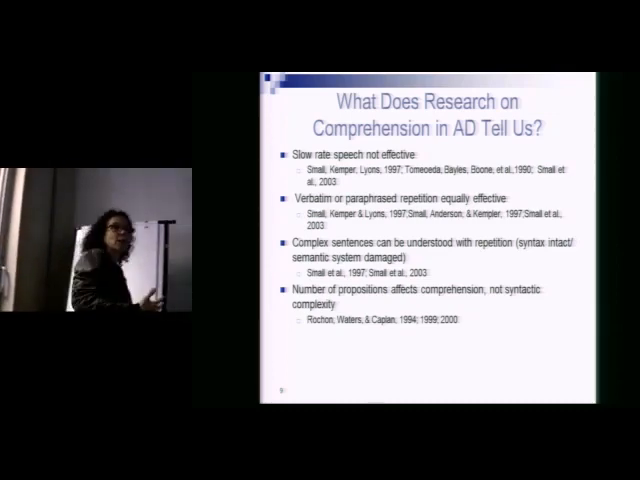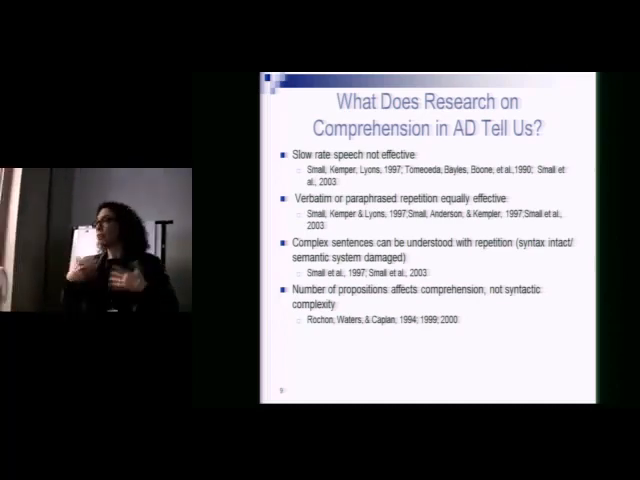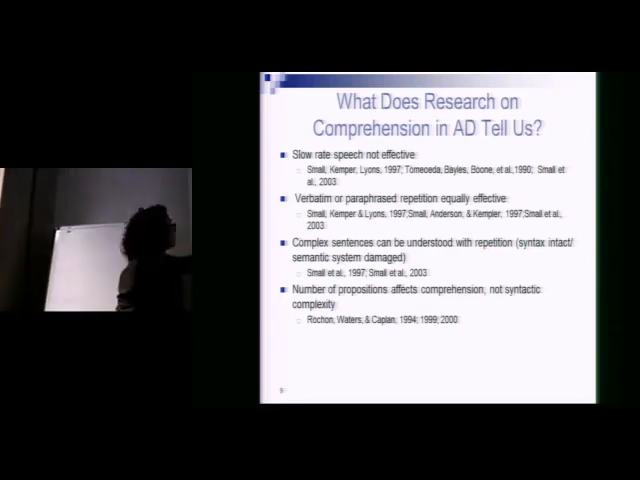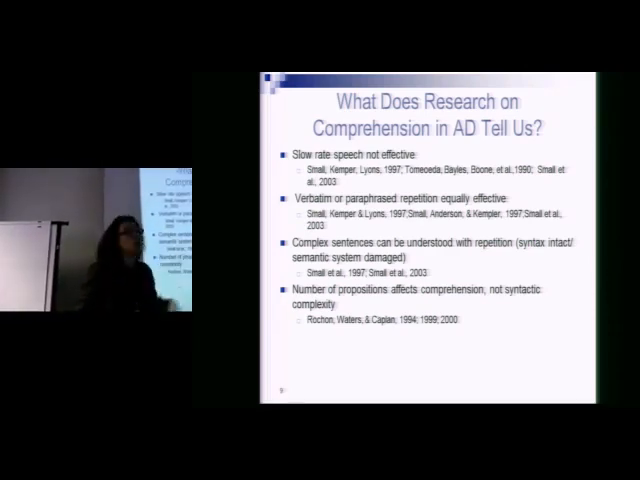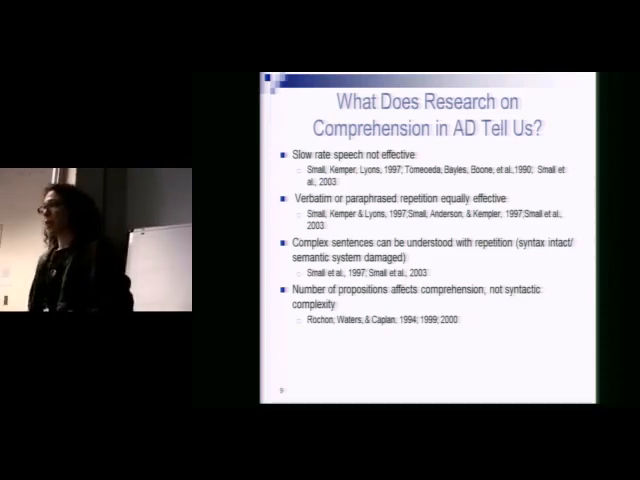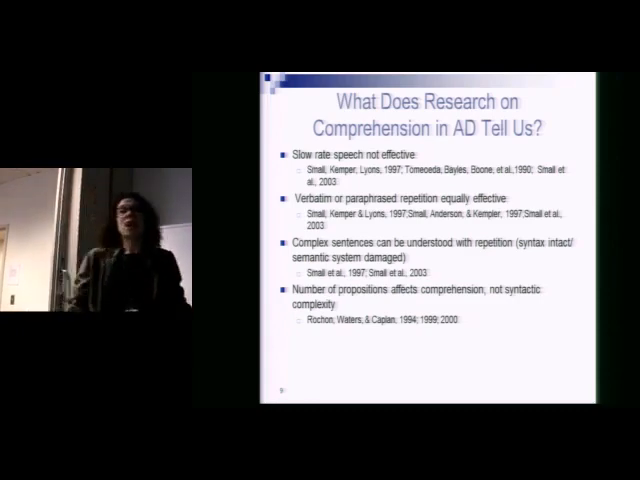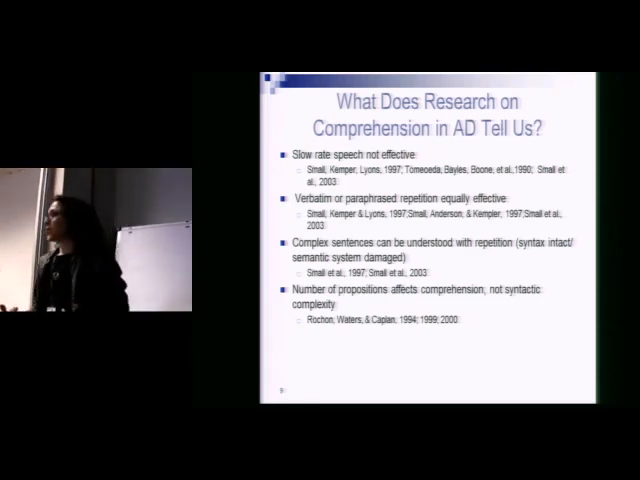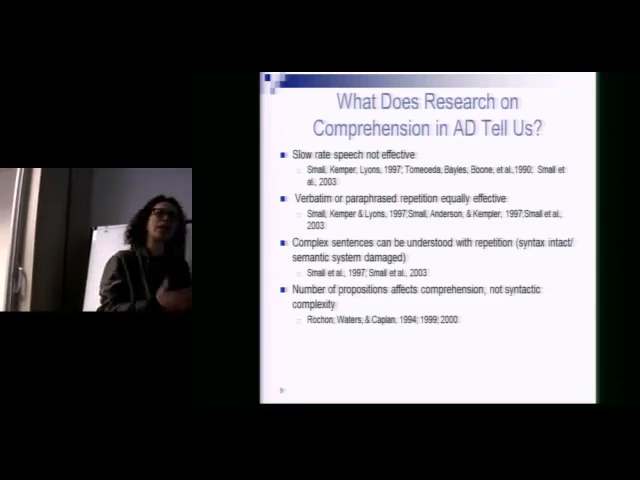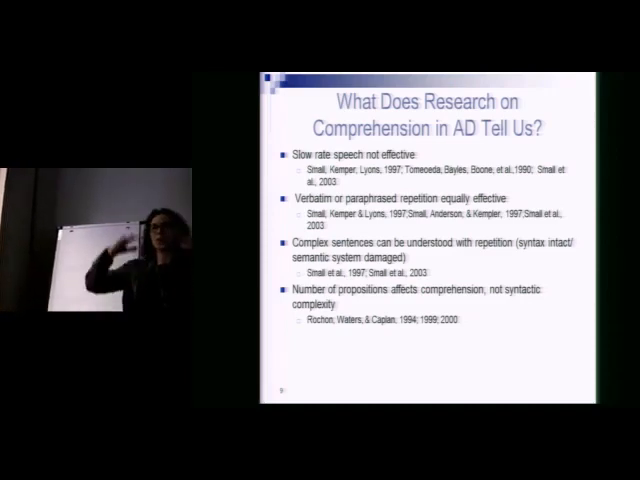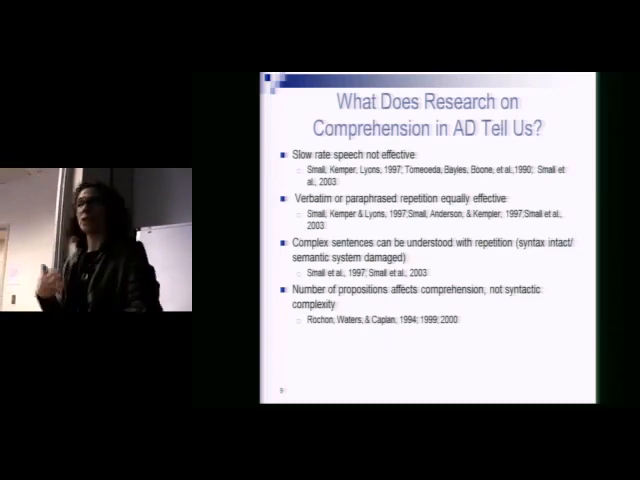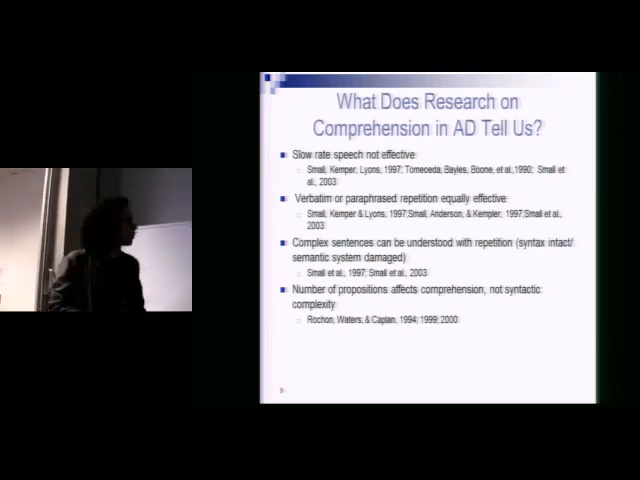It's not necessarily the syntactic complexity of the sentence that is causing them difficulty. And indeed, research has shown that grammatically complex sentences, if they're not understood initially, can be well understood with repetition. So again, I'm not saying go out and speak to a person with Alzheimer's in the most complicated syntax you can think of, but I'm saying, maybe you don't want to dumb down your language so much and make it so simple. That might actually have a deleterious effect, which we can talk about later.